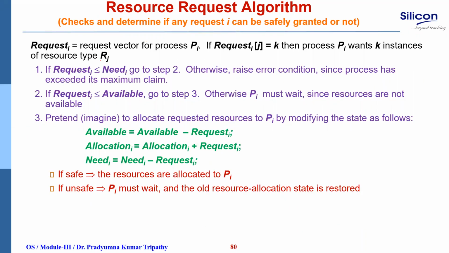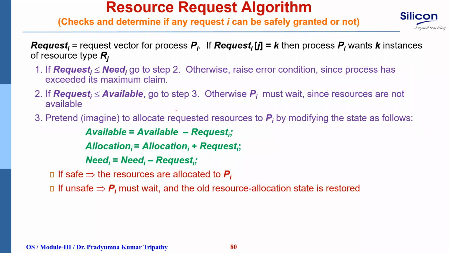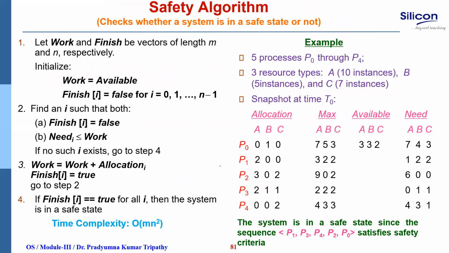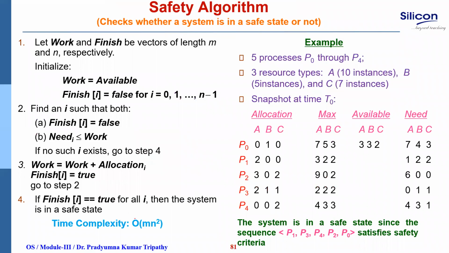This is the resource request algorithm. I will explain this resource request algorithm, but before that, I'll solve a problem so that you will understand how the problem is being solved. Then we can relate how this algorithm is being written. The algorithm is very simple. It's not very difficult to understand. Once the problem is solved, it will be easier for you to understand. So we have two algorithms over here. One is the resource request algorithm, another is the safety algorithm. But I will go to this problem now.